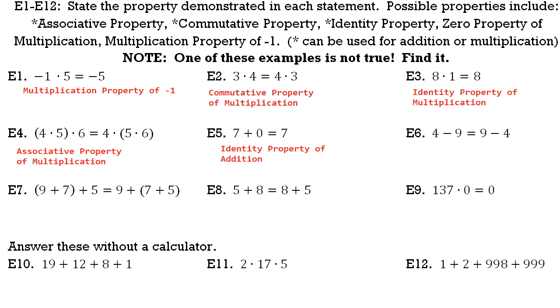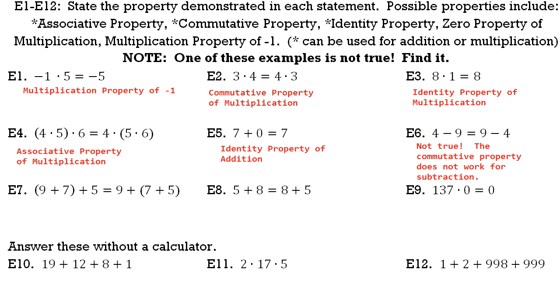Which makes sense because it said in the note one of these examples is not true. Find it. The commutative property works for addition. It works for multiplication. It does not work for subtraction. 4 minus 9 is -5. 9 minus 4 is +5. So the commutative property does not work in that situation, which means that statement is not true.